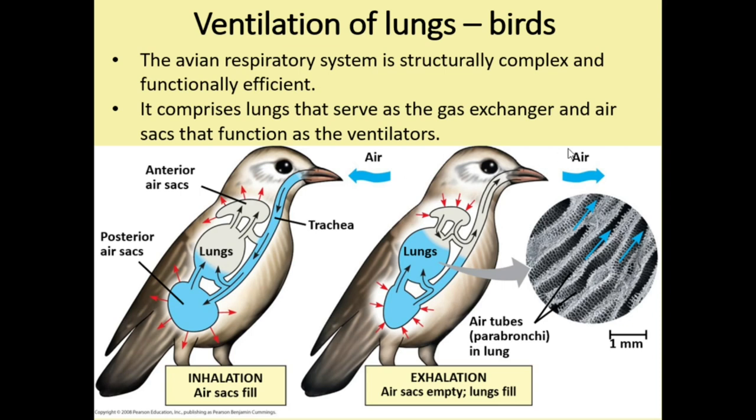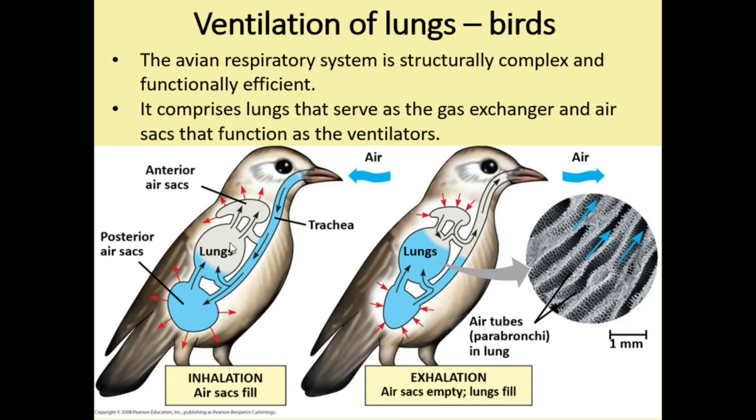So it comprises lungs that serve as gas exchangers. They still use lungs, same as we do, but their lungs are very different to ours. And they also have air sacs, typically 7 to 9 air sacs in typical birds. And they make up what we call the posterior and anterior air sacs. And what we can see here also is the lungs.